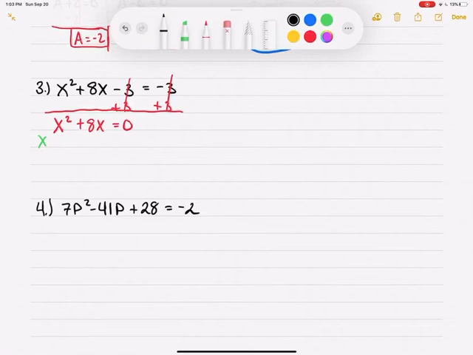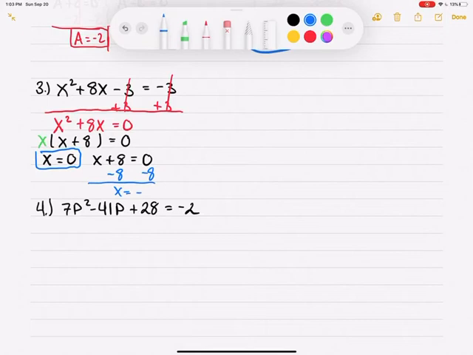And if I take an x out of both of those terms, I'm left with x plus 8. And again, this is equal to 0. What I need to do is take my two pieces, my x and set it equal to 0, and then x plus 8 and set it equal to 0. I already have the first one solved, x equals 0. The second one, when I subtract 8 from both sides, I find that x equals negative 8. That's my second answer.